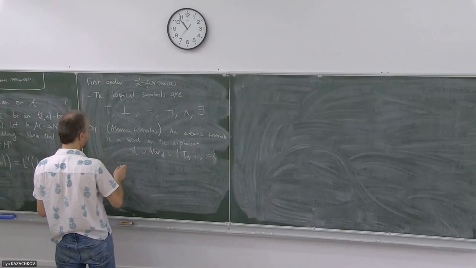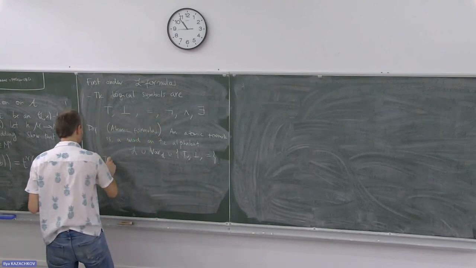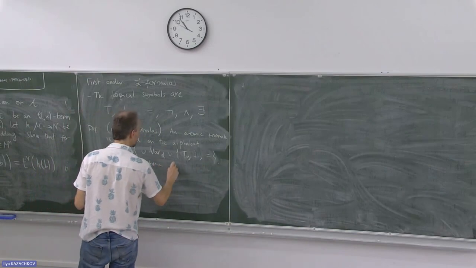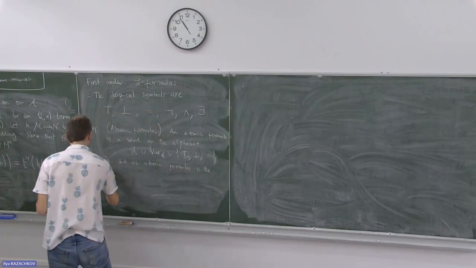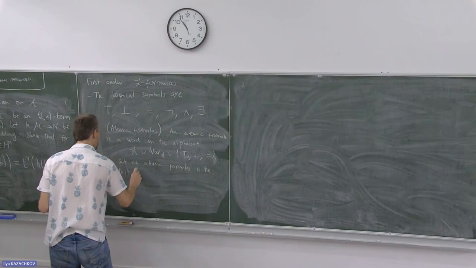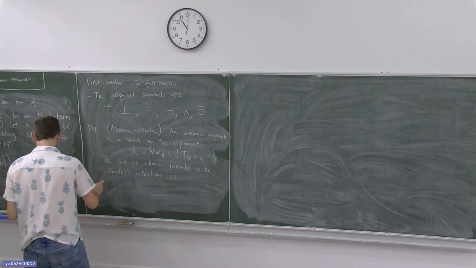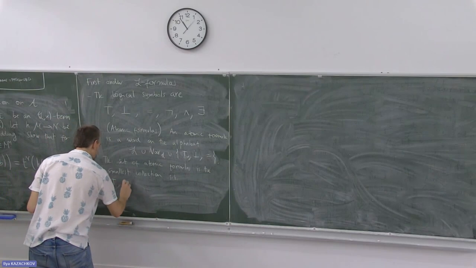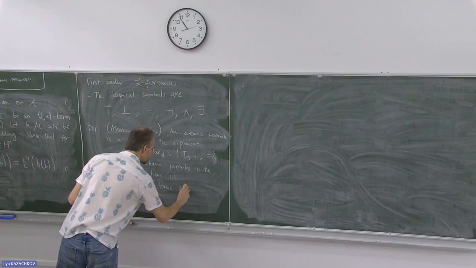So I should say perhaps it's the smallest. Let me put it like this. The set of atomic formulas is the smallest collection such that, let me put this as A1, these two are atomic formulas.